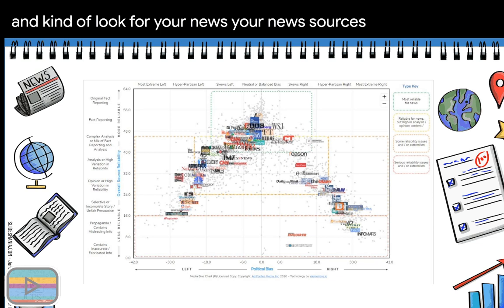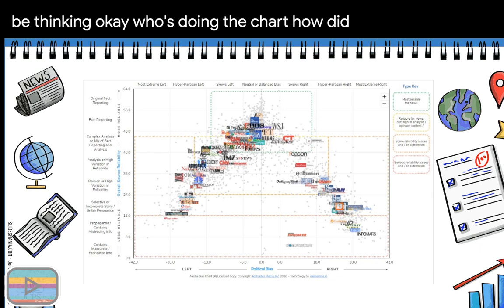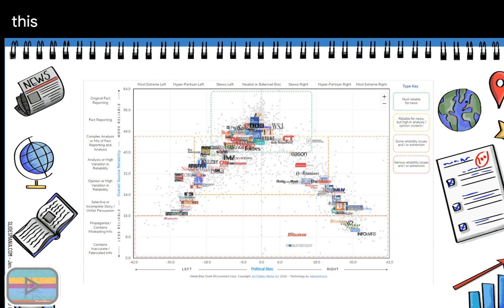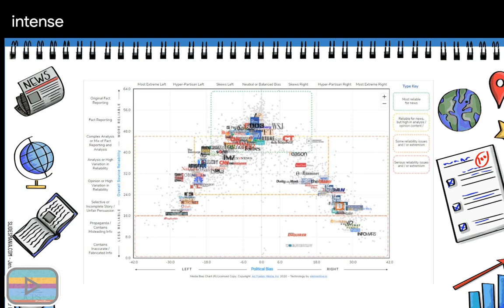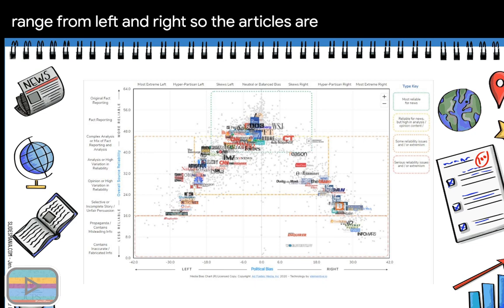But we also might be thinking, okay, who's doing the chart? How are they coming up with this? So this chart was maintained by a group of media experts, and the group intentionally includes individuals that have personal views that cover the range from left and right. So the articles are all reviewed by 3 people in order to get as objective a rating as possible.